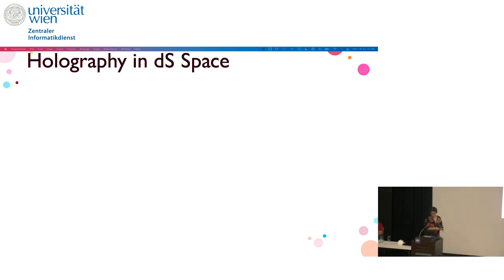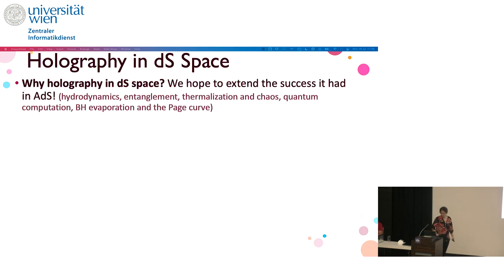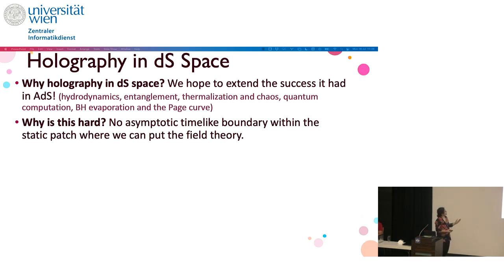All right, so since I told you I was going to do holography in de Sitter space, I should answer two questions. Why would I want to do holography in de Sitter space, and why is that hard? So why would I want to do it? I think the reason is pretty obvious. We hope to extend the success it had in anti-de Sitter space in various contexts. And why is it hard? So I already said, essentially we don't have an asymptotic time-like boundary within the static patch where we can put the field theory.